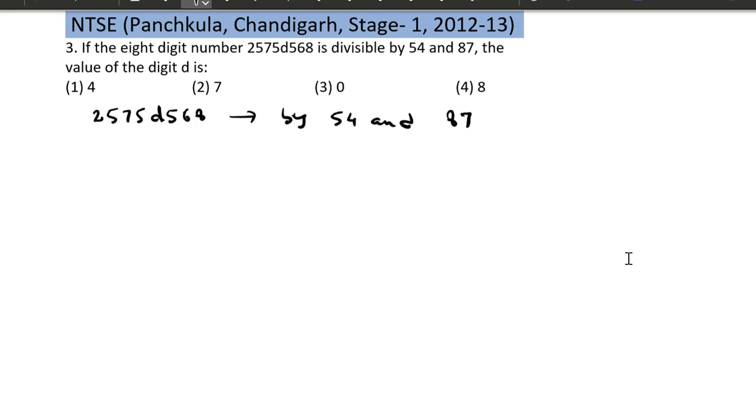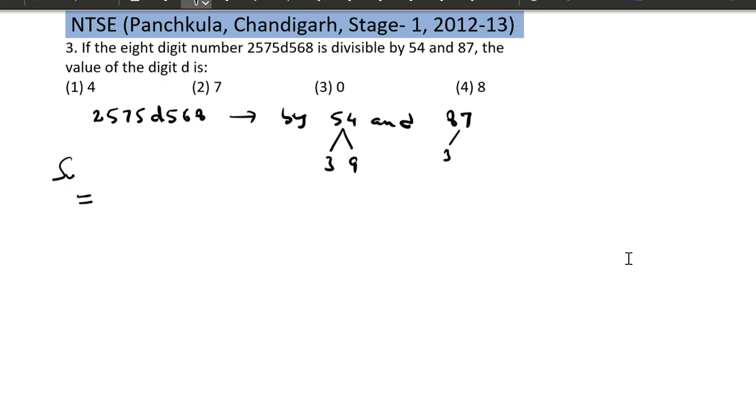If a number is divisible by 54, then that number must be divisible by 3 and 9 also. Why? Because 3 and 9 are factors of 54, and 3 is a factor of 87 also. So checking by using 3 and 9 is enough. What about the divisibility rule of 3? If the sum of the digits of the given number is divisible by 3, then that number is also divisible by 3.